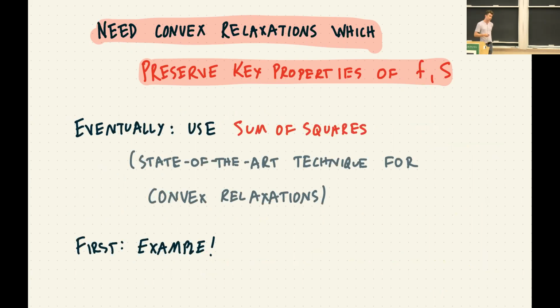So eventually, the idea is going to be to use some state-of-the-art technology coming from convex optimization called the sum of squares method for designing convex relaxations with the right properties. But before I get there, I want to show you a really baby example just to get a flavor of things. Okay? So I don't want to make any claims that this example leads to a very interesting algorithm. It doesn't. I just want to show you some pictures so that we can make things a little bit more concrete.